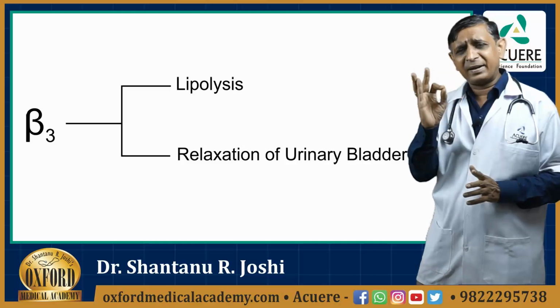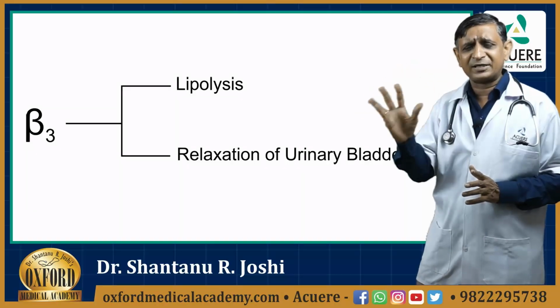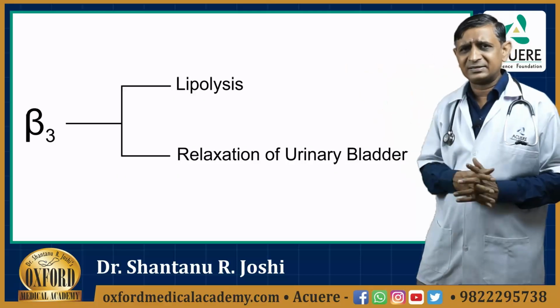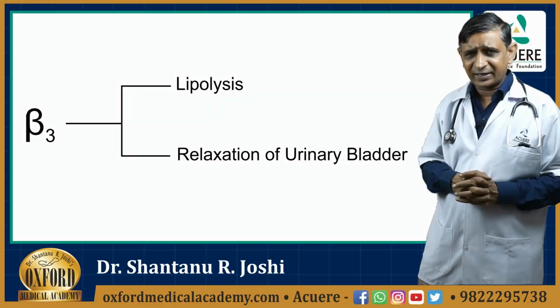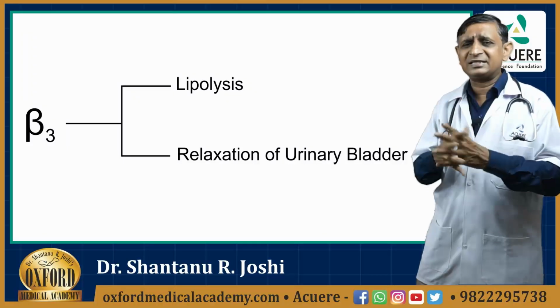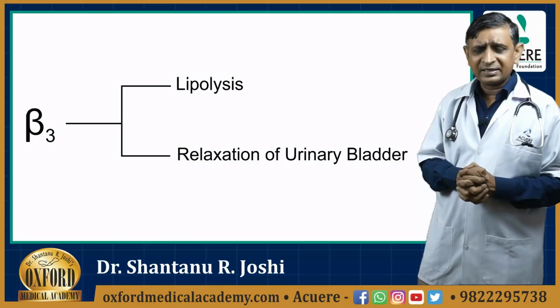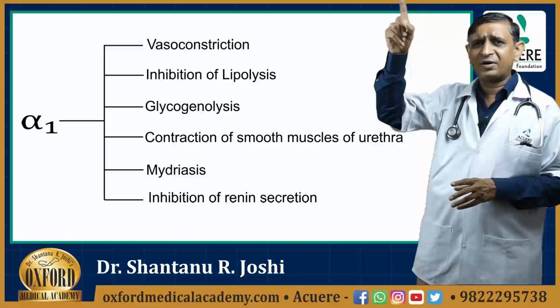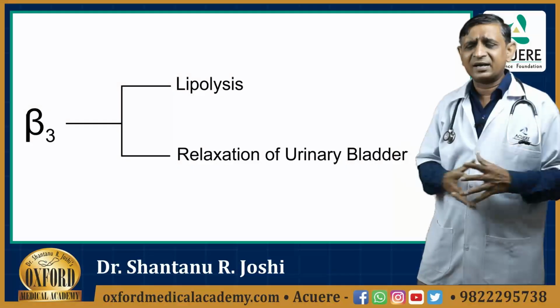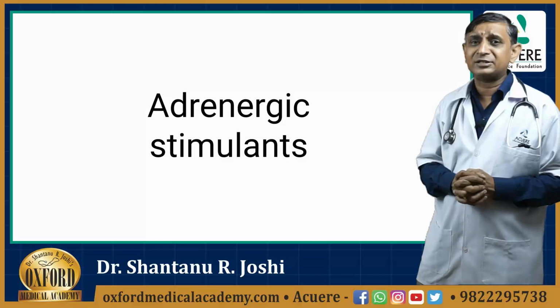Then comes beta 3. Beta 3, the majority of them, are expressed on the adipose tissue. They bring about lipolysis and are also expressed on the urinary bladder. They relax the urinary bladder. This is how, dear students, we have seen alpha 1, alpha 2, beta 1, beta 2 and beta 3. These are the details of adrenergic stimulants.